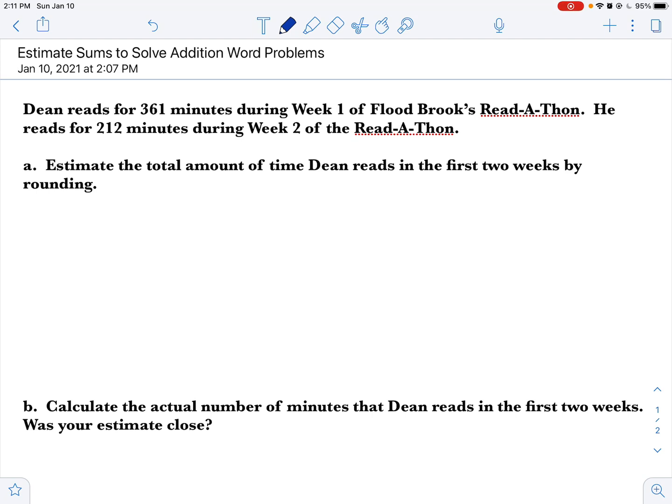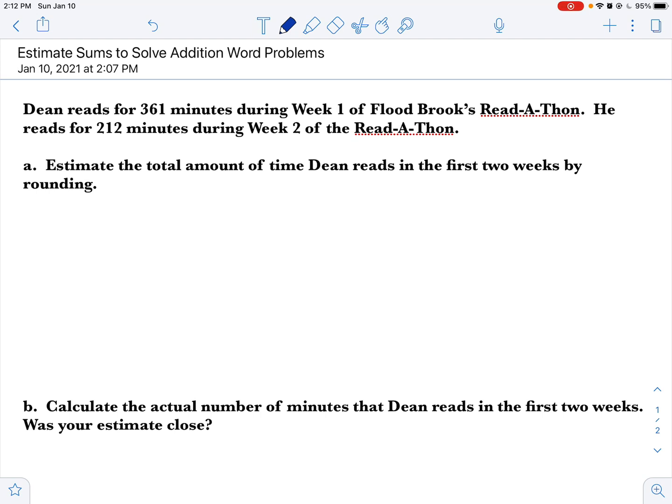We have a word problem with Dean, and it says Dean reads for 361 minutes during week 1 of Floodbrook's readathon. He reads for 212 minutes during week 2 of the readathon. Okay, so we know he's read quite a lot of minutes in both weeks. Great job, Dean. And part A says estimate the total amount of time Dean reads in the first 2 weeks by rounding. So what they mean is they want you to round both of those addends.